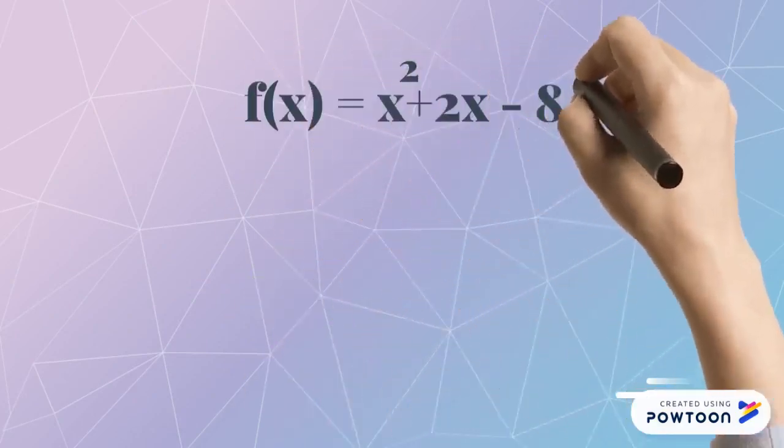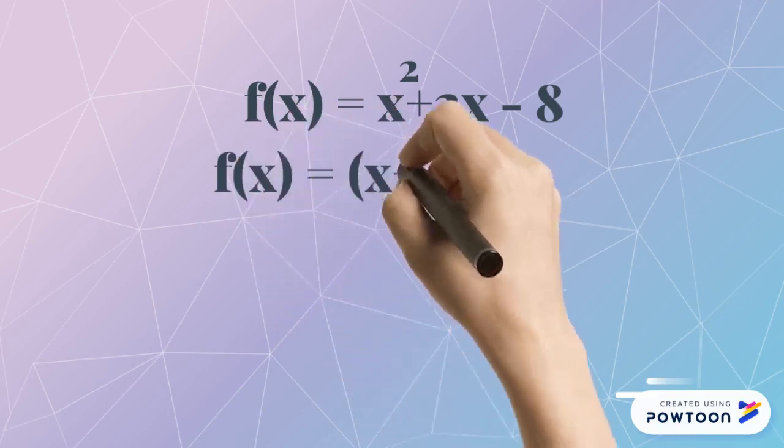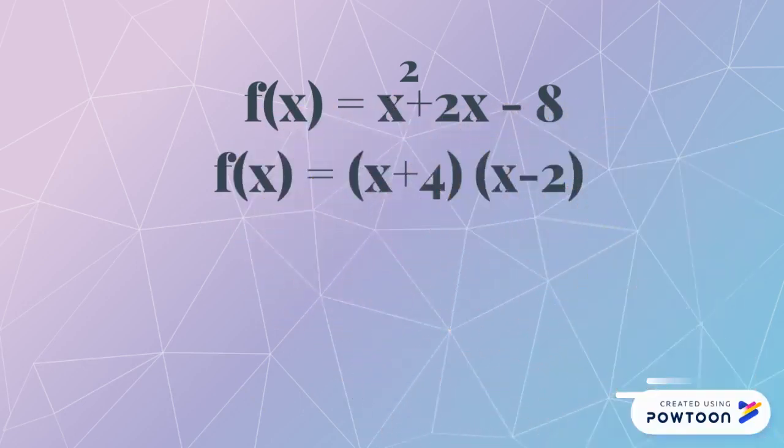The example is f(x) = x² + 2x − 8. We can see that it is a trinomial function. So as we factor it, this will be f(x) = (x + 4)(x − 2). To find the zeros of it, we must change this factored form into an equation form.